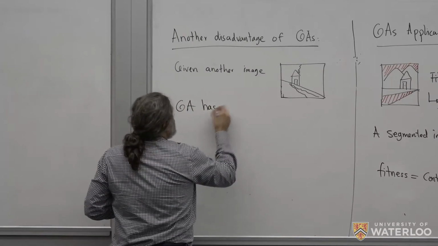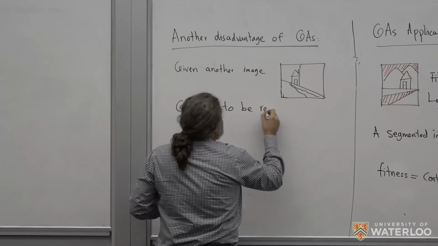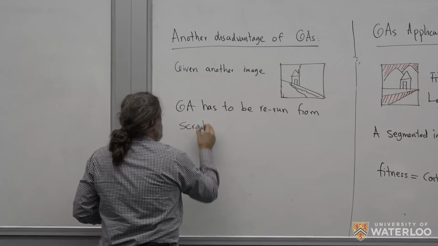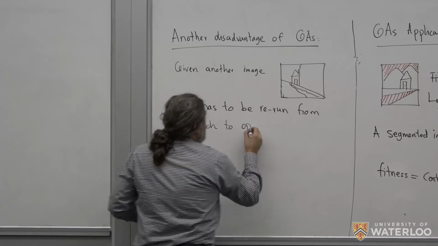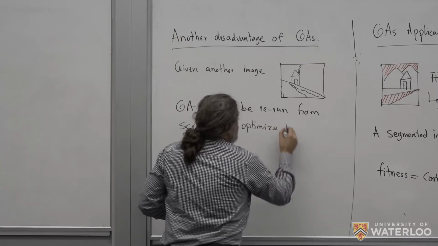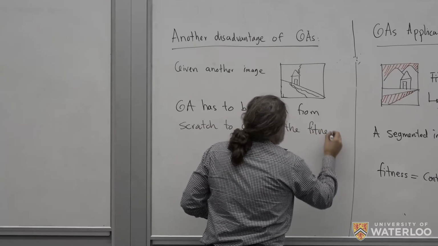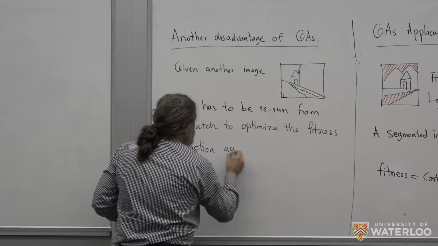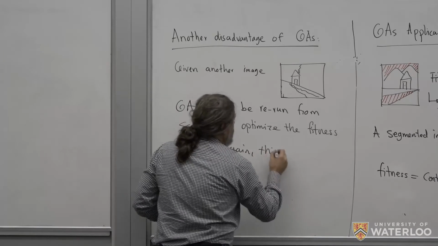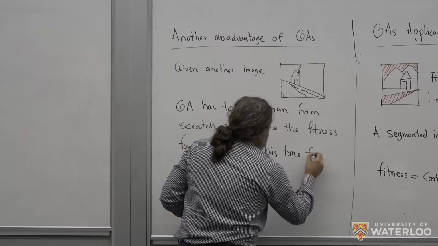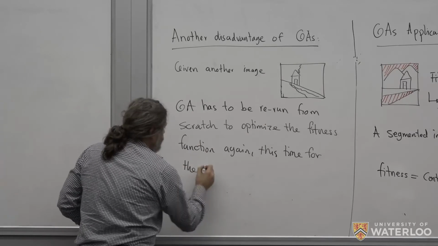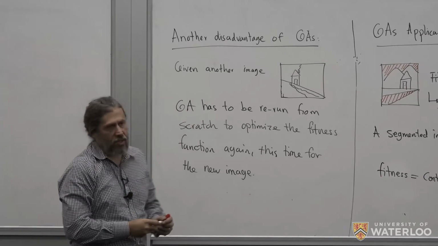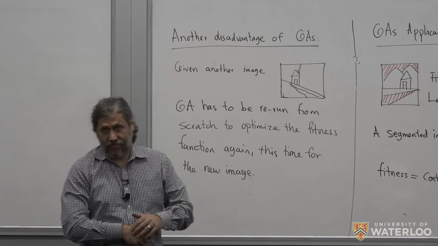The GA has to be rerun from scratch to optimize the fitness function again, this time for the new image. Oh, that's a problem.